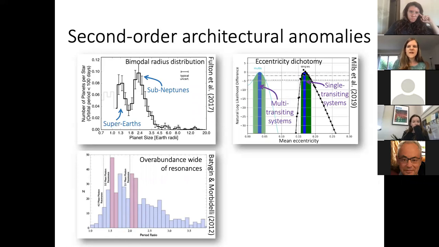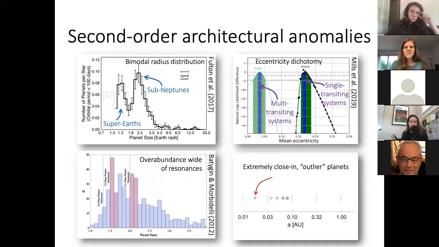And finally, a last architectural anomaly I want to point to is that there's a subset of systems with extremely close-in outlier planets that appear to be separated off from an otherwise uniformly spaced system. I'm going to talk about a few of these observations today, specifically these bottom two, but all of these interesting architectural anomalies, including ones I didn't point towards, require some explanation. If we can figure these out, then we can better understand planet formation and evolution for these close-in planets.